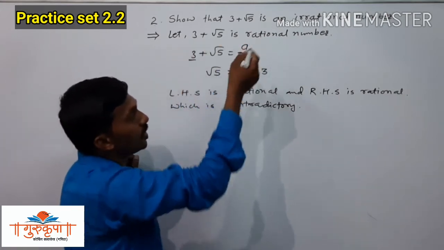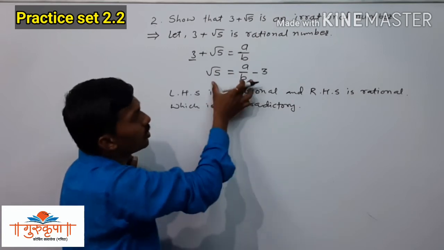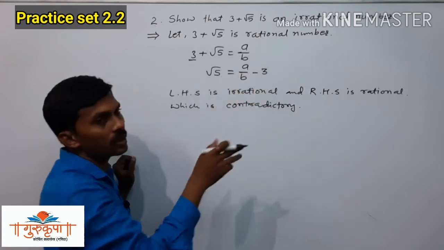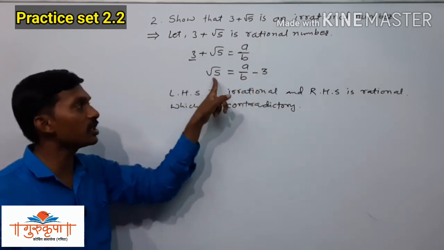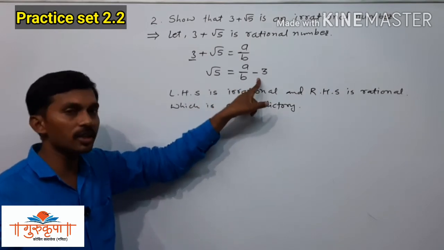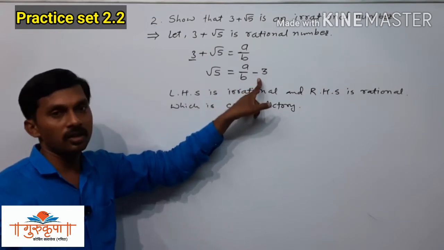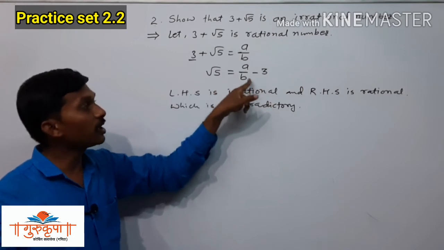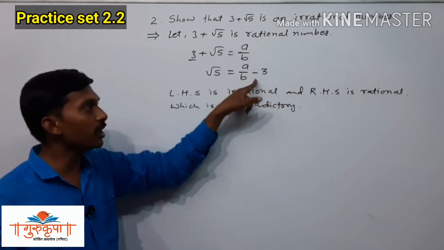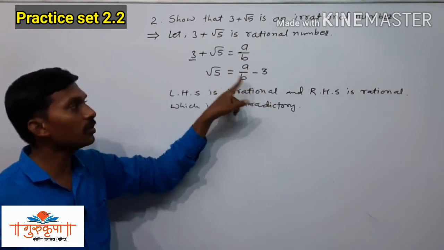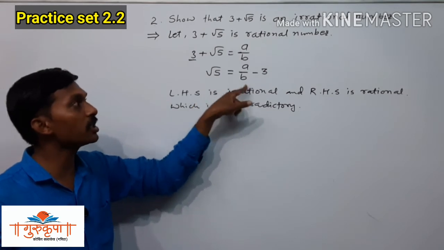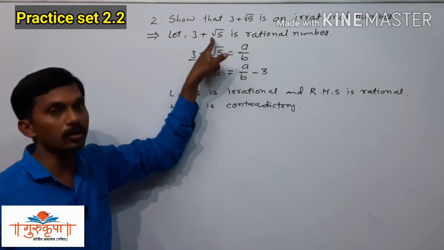Here 3 plus root 5 is rational. Since root 5 is equal to A upon B minus 3 is not possible, since LHS is irrational and RHS is rational. But we get that. So it means that we get the impossible equation here. Why we get this impossible equation? Since our assumption is wrong.